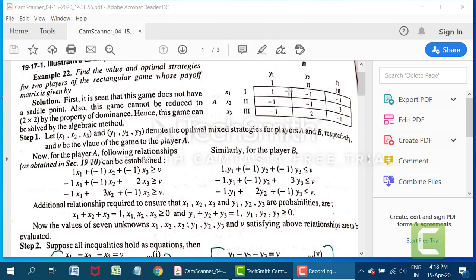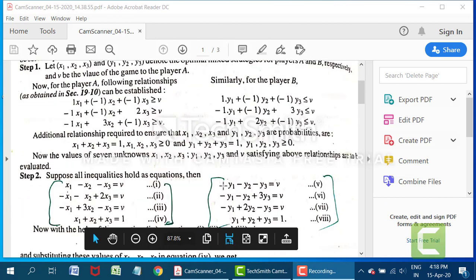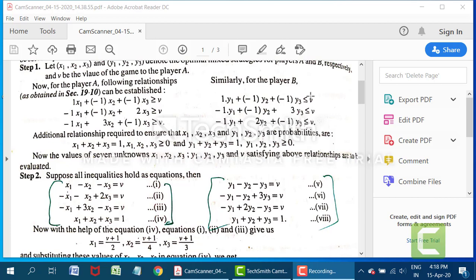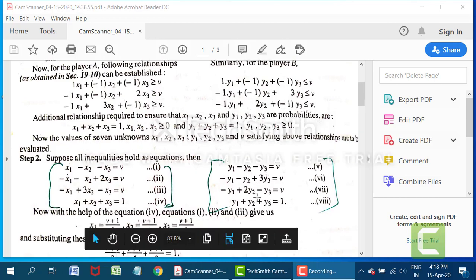And what is the relation between y1, y2, y3? y1, y2, y3 are nothing but the probabilities that player B is going to play the different strategies 1, 2, and 3. So y1 plus y2 plus y3, the summation of all the probabilities, equals 1. That's also given. So if you consider these four equations, the first equation is now written like this. The second equation is now written like this. In the third equation, replace the less than or equal symbol by the equality symbol. And finally, y1 plus y2 plus y3 equals 1.